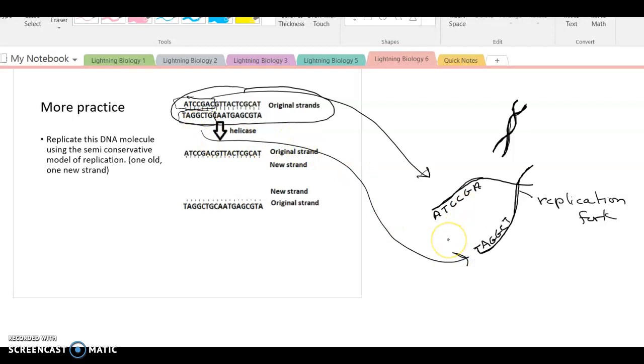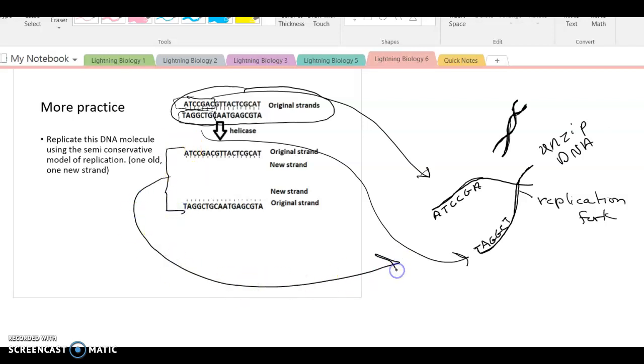And so you can see we've unzipped. You have to unzip the DNA. And the molecule helicase is going to unzip the helical pattern. Once it's unzipped, you now have the two strands far apart from each other. And so all you have to do now is act like DNA polymerase. DNA polymerase will literally come in and it will read.